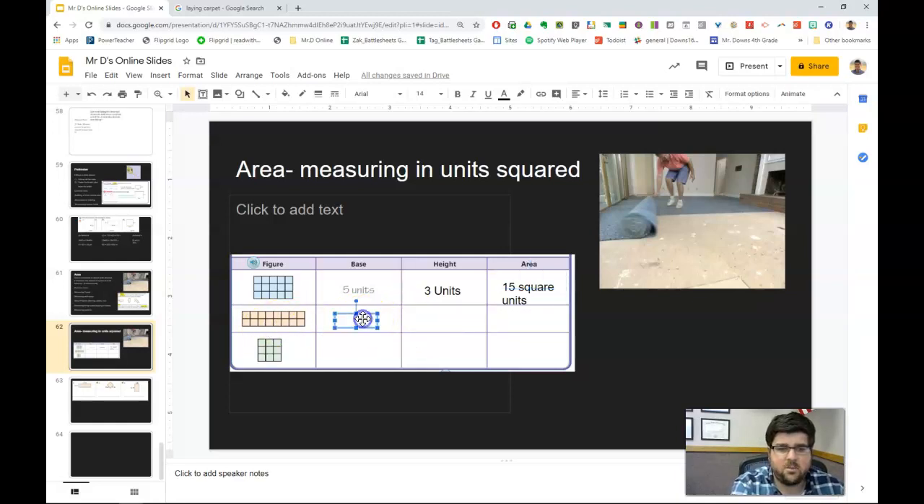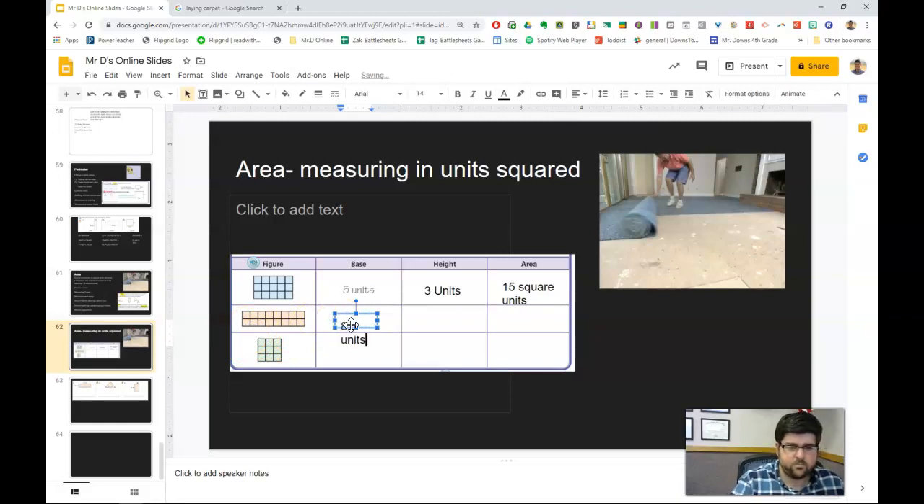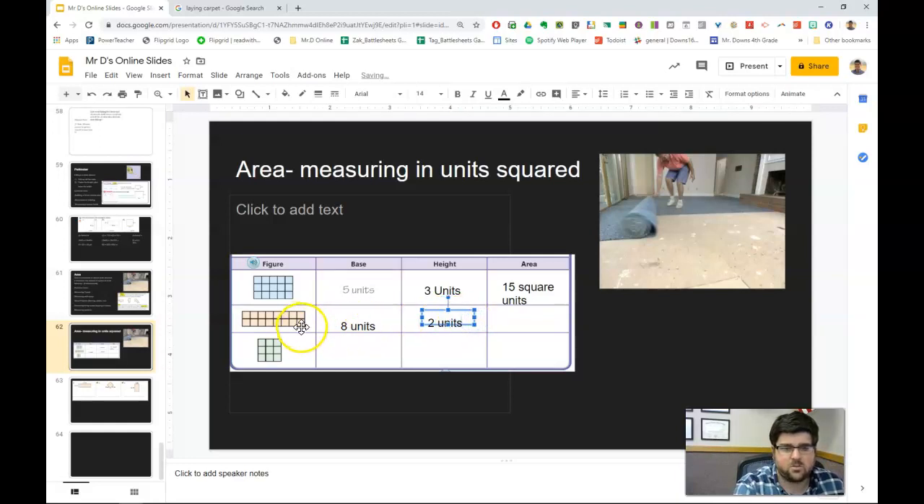So this next one, the base, remember, is the number across the bottom. 1, 2, 3, 4, 5, 6, 7, 8. So it's 8 units across the bottom. And then this next one, the height is 2 units tall. And I measured that just by counting that there's 1 tall and then 2 tall.